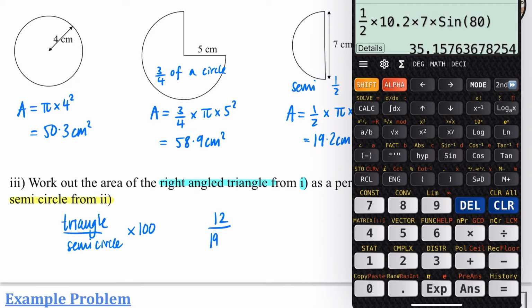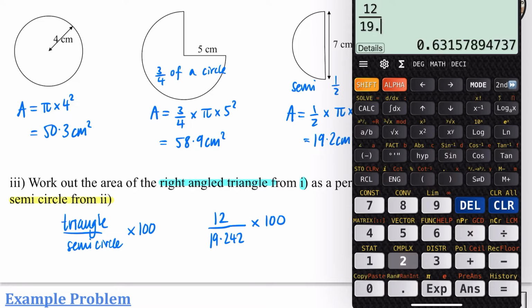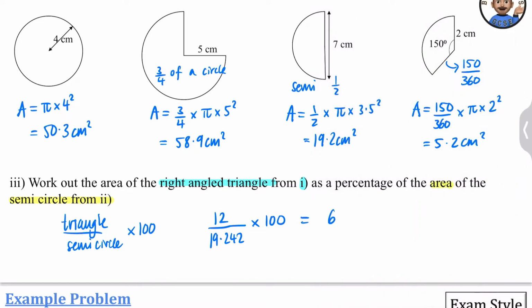It was, oh, I don't actually have it, or do I? Yeah, here it is, 19.242. Let's do 19.242, a few more decimal points so we get a more accurate answer, and then we're going to multiply it by 100. So I'm going to do 12 over 19.242, change it into a percentage by multiplying it by 100, and that's going to give us 62% to the nearest percent. It didn't say what percentage to give it to. Let's do 1 decimal place, let's do 62.4. So 62.4%. It is saying that the triangle is 62.4% of the area of the semicircle.